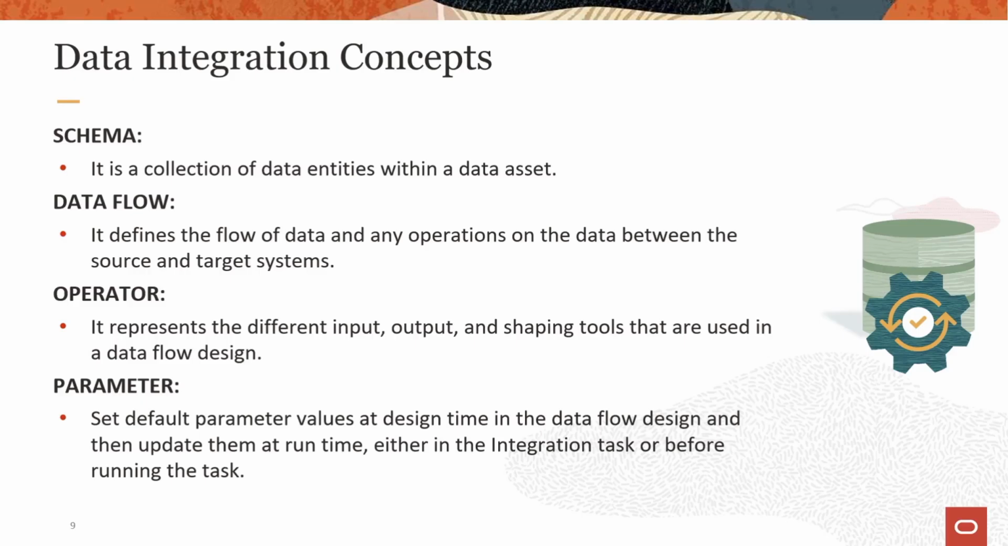Data flow defines the flow of data and any operations on the data between the source and target systems. Operator represents the different input, output, and shaping tools used in a data flow design. Parameter is used to set default parameter values at design time in the data flow design and then update them at runtime, either during the integration task or before running the task.